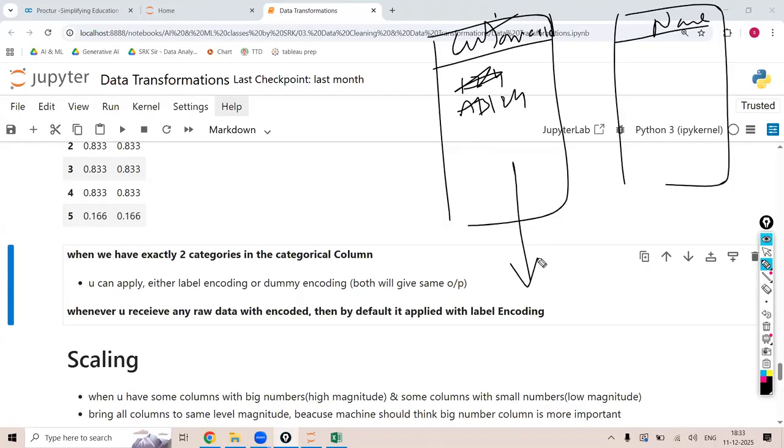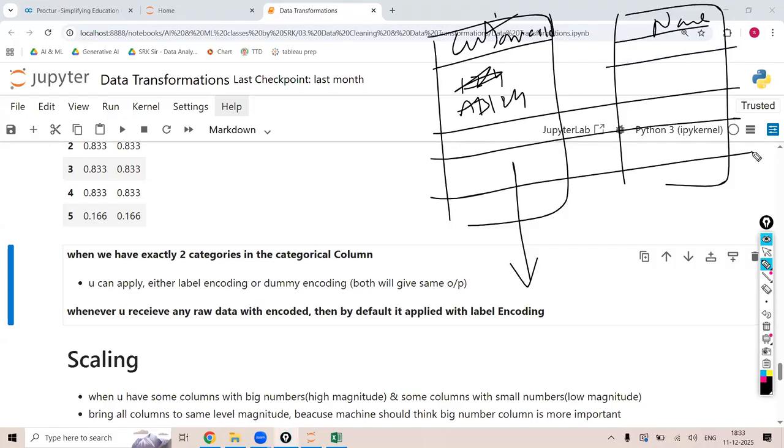One record will have one unique value. The customer name, every person, the customer name will be different. The customer ID will be different. So automatically you will have one row with one unique value. Then in that case, what I have told you, you have to drop the column.